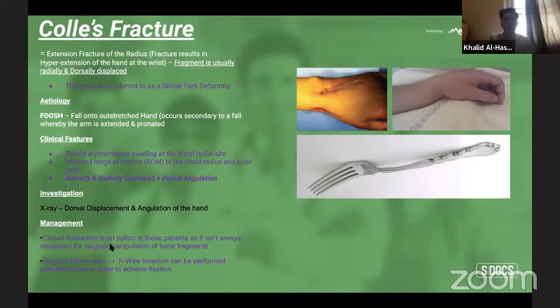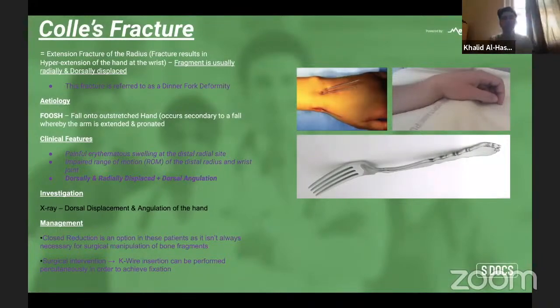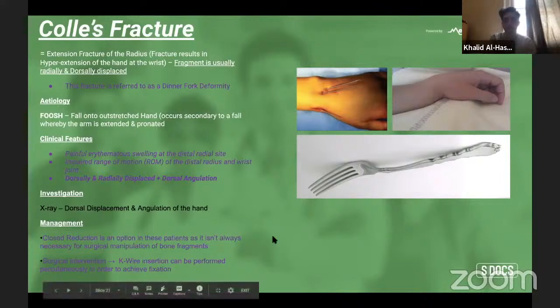So the management: closed reduction is an option in these patients, as it isn't always necessary for surgical manipulation of the bone fragment. If we have two simple bone fragments which fit right back into place, we can opt for closed reduction. However, surgical intervention is usually performed when the fracture is massively displaced. For that, we tend to use Kirschner wires, also known as K wires, which are inserted percutaneously in order to achieve fixation.